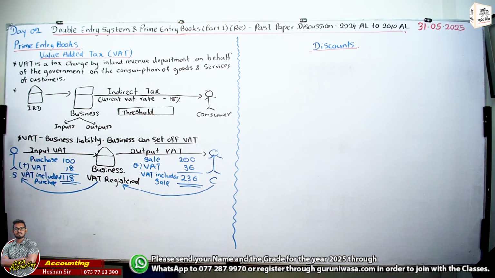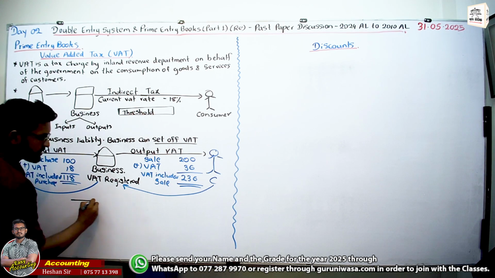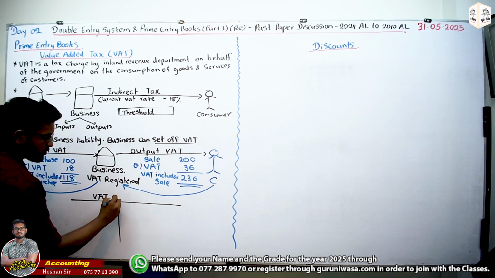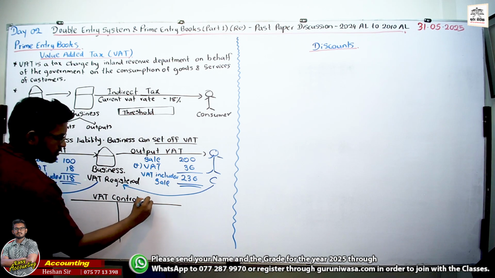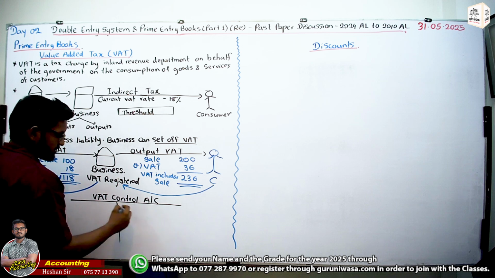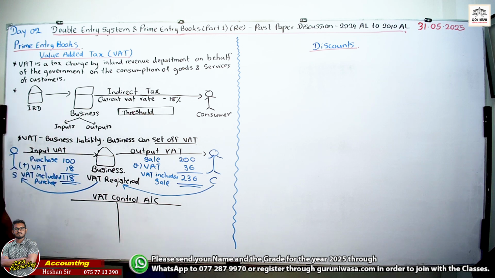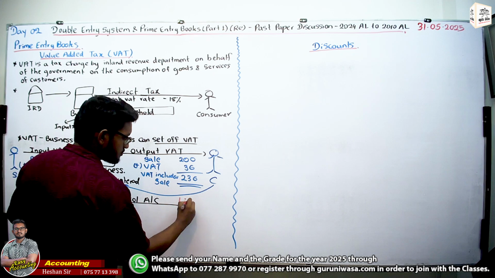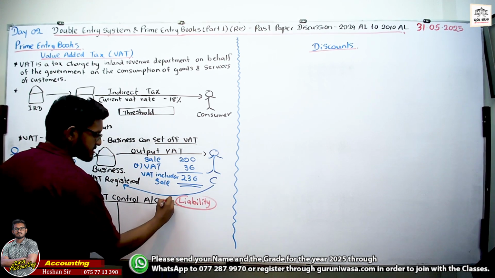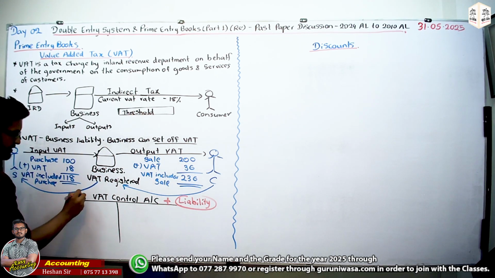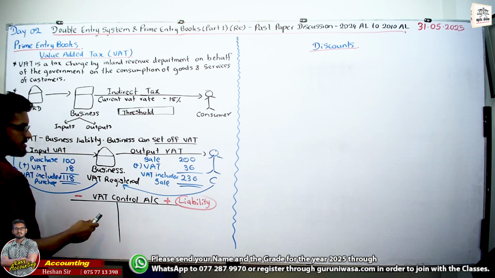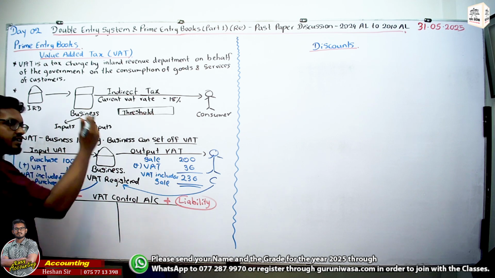So VAT is a liability account. We maintain a VAT control account, because we can set off. Then when we sell, this is a liability account. Increase credit, decrease debit. So when we sell our goods, our VAT liability increases.